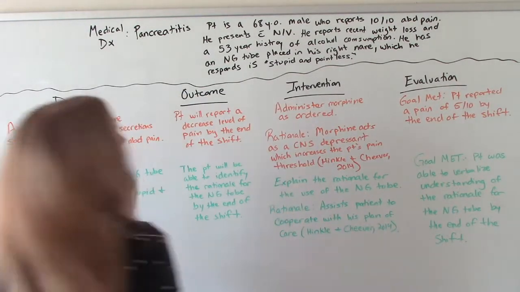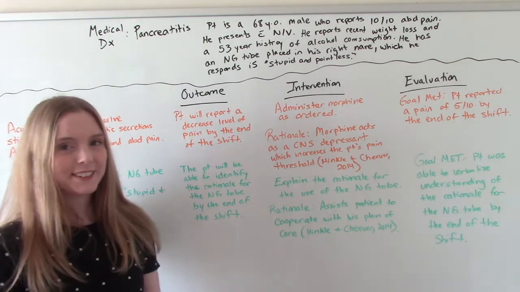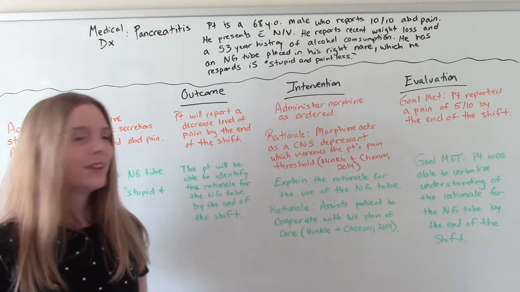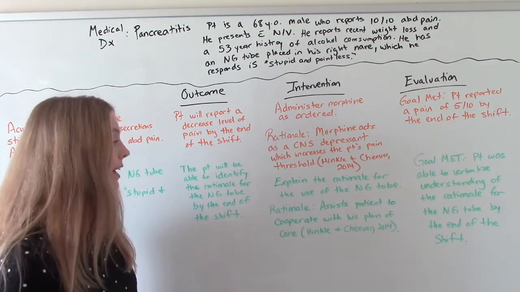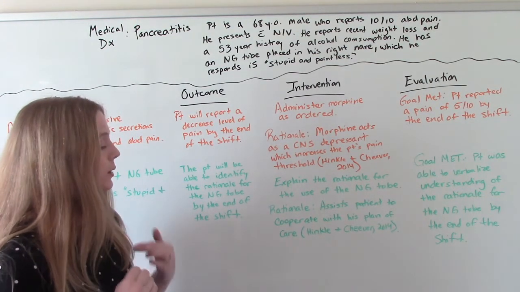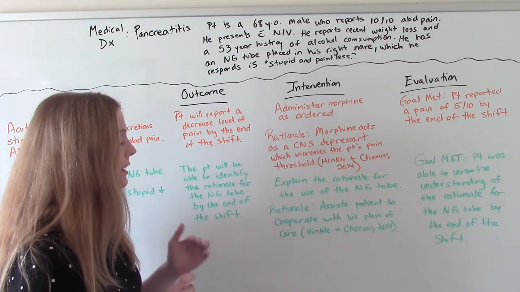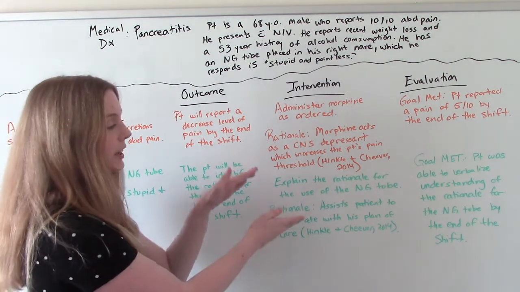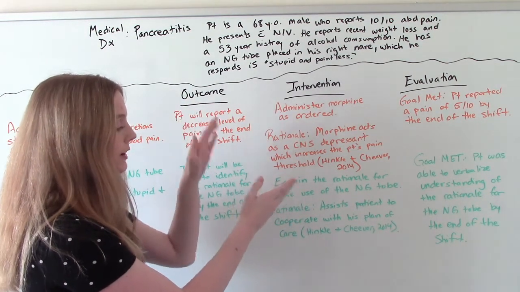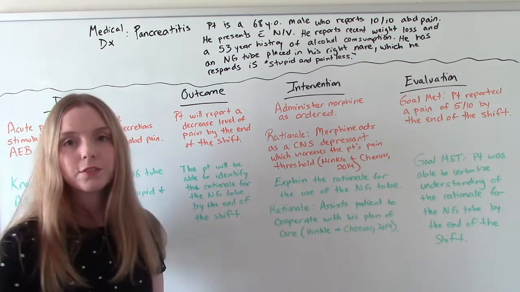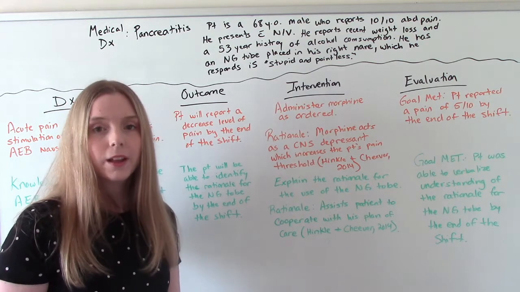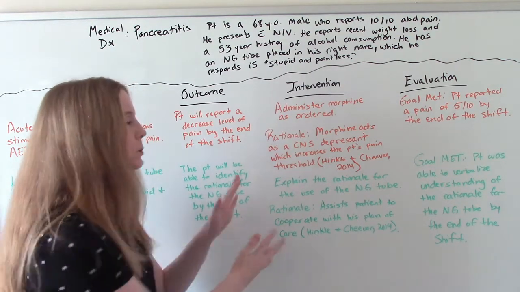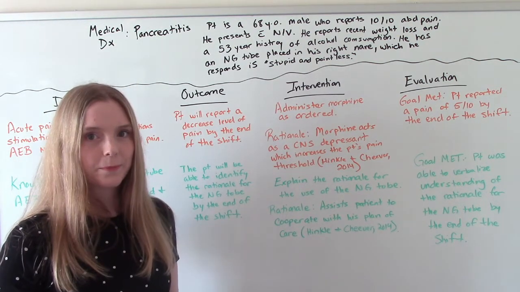So short-term goal. How are we going to do this? We're going to teach them, right? We're going to explain the rationale for the use of the tube, and the rationale is to assist the patient to cooperate with his plan of care. So by teaching him the reason for the tube, we're expecting him to cooperate with his plan of care. Because we don't want him to be like, I don't like this, this is stupid, and pull it out, right? We want him to keep it in. So explaining what it's for is going to help us do that.